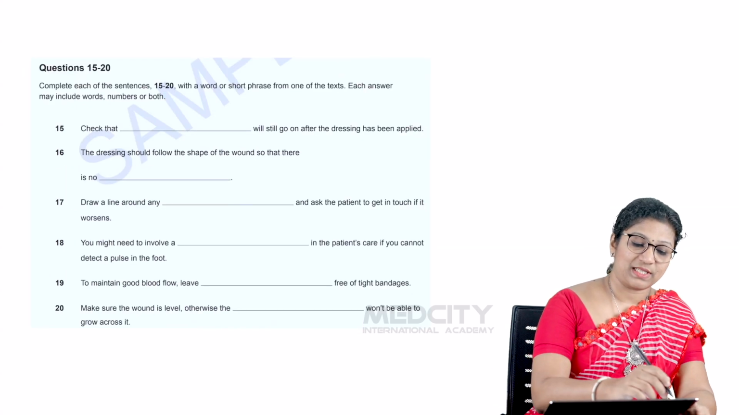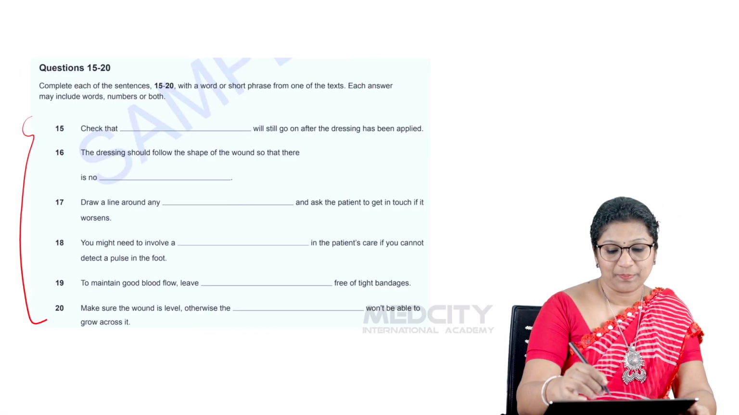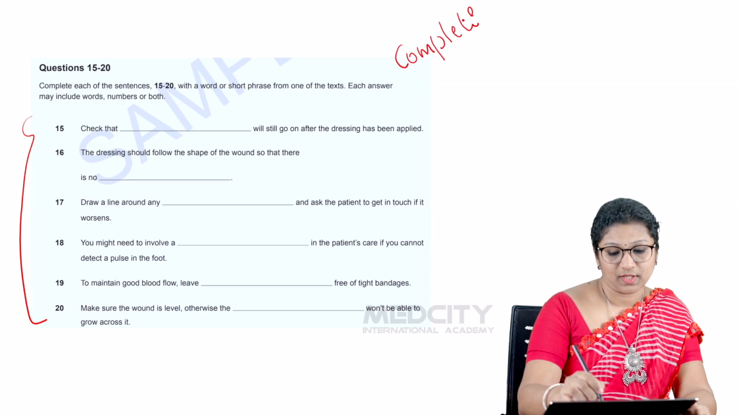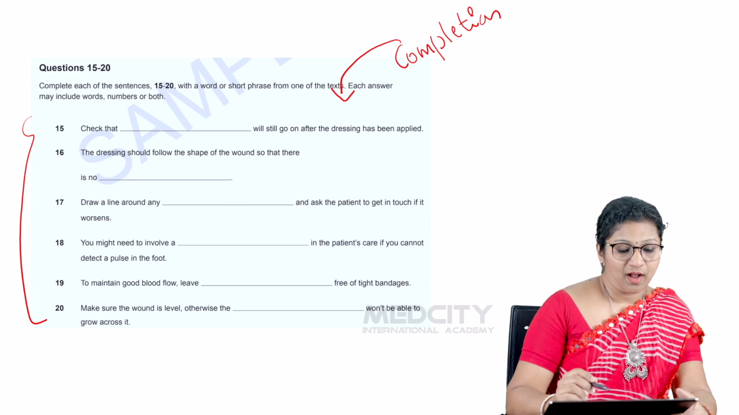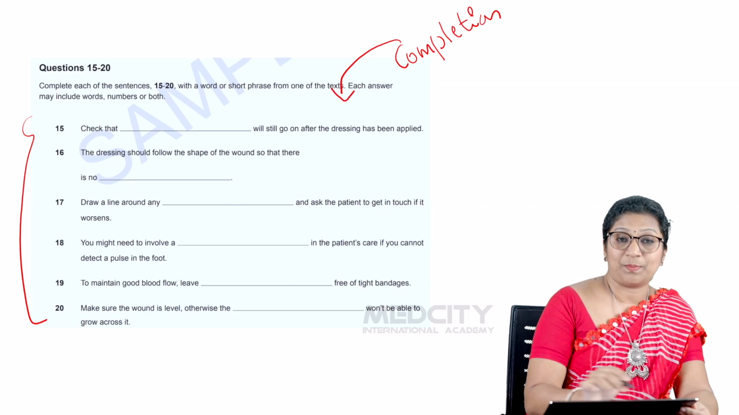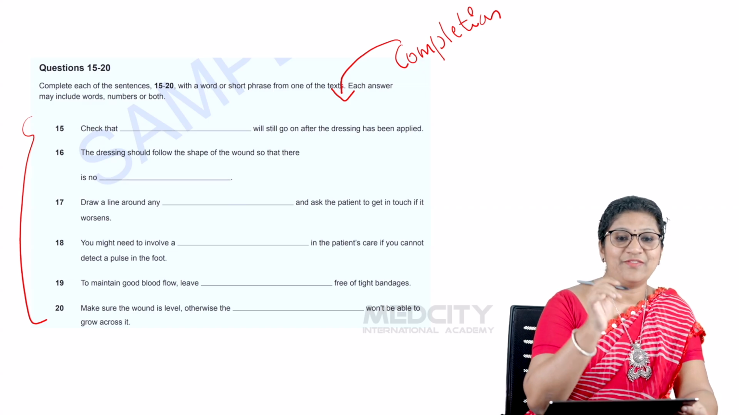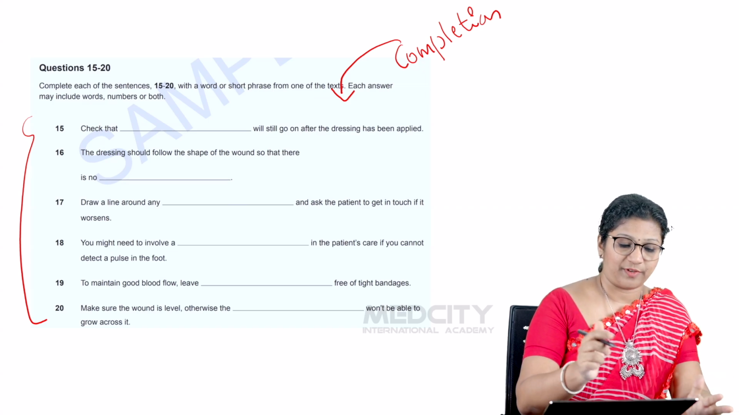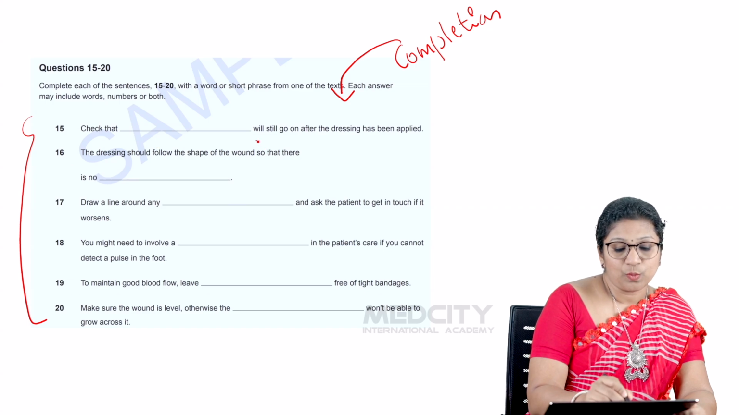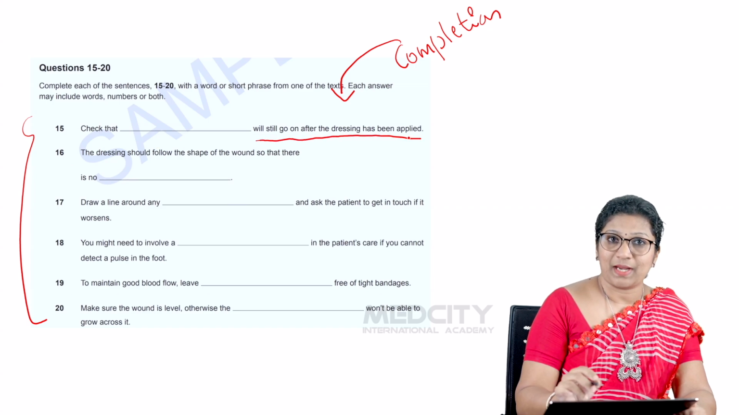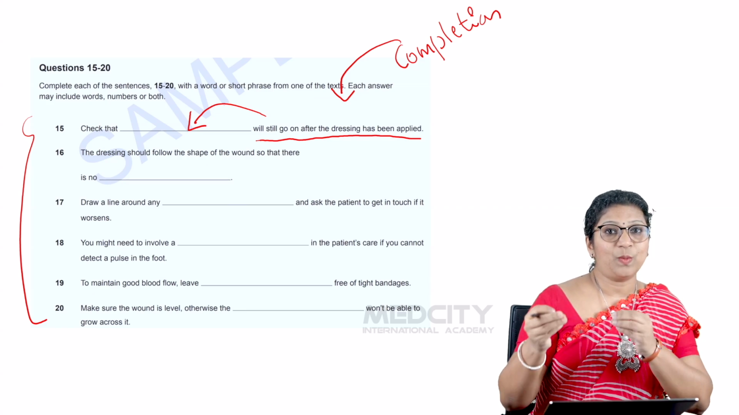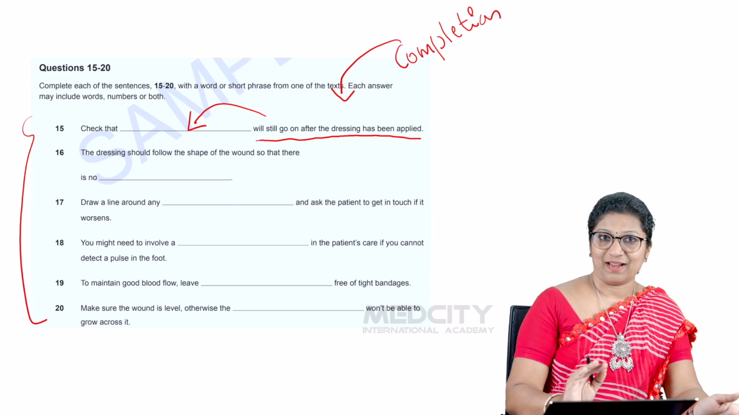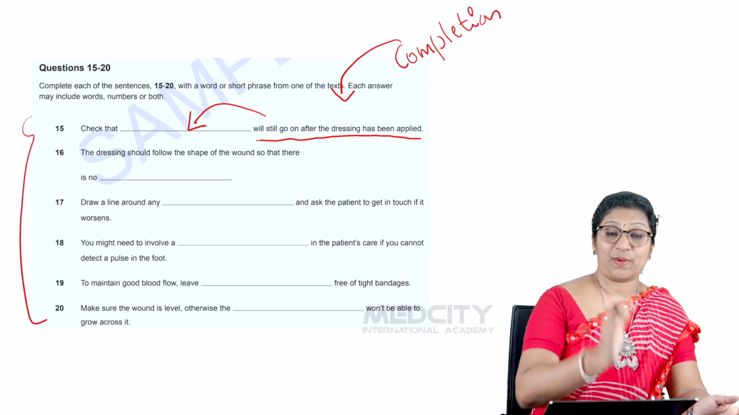And the last set of questions that you can see, 15 to 20, are completion tasks. So here we have sentence completion question type. We have around 6 sentences here with blanks. We have to refer the text and fill in the blanks with a word or a short phrase. Check that dash will still go on after the dressing has been applied. So what should still go on? We refer the text, pick the words or one word and fill it in as the answer. Okay, this is how the questions will look.